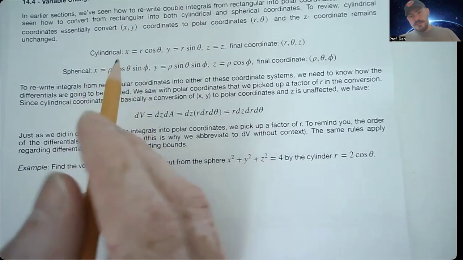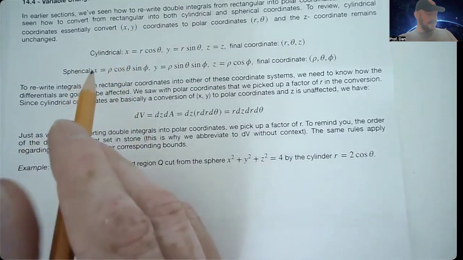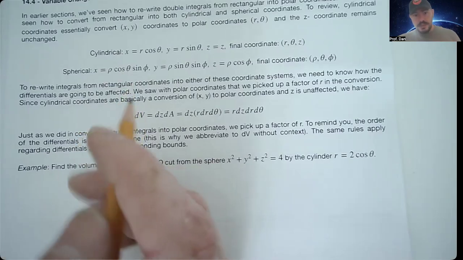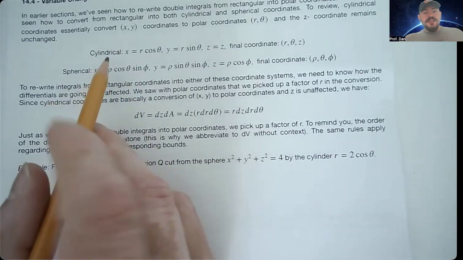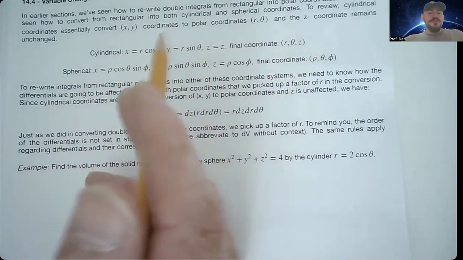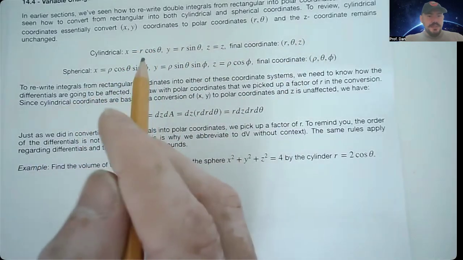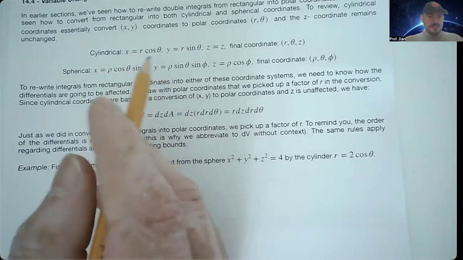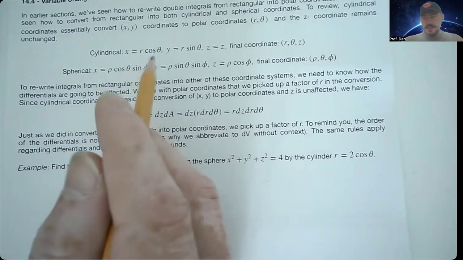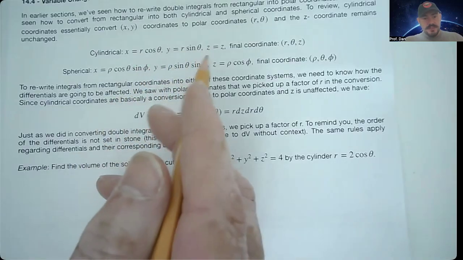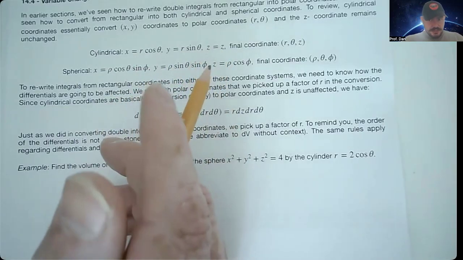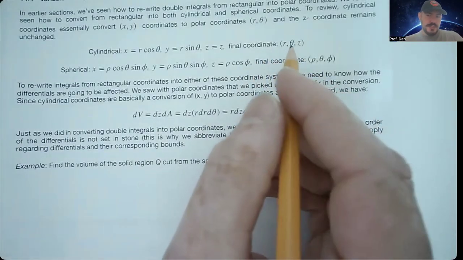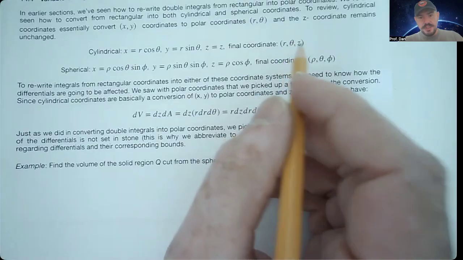If you want a refresher on cylindrical and spherical coordinates, at least the basics, it might be good to go back and view that video. With that said, here I'm reminding you what the conversions look like. For cylindrical, remember the x and y are essentially just transformed the same way they are with polar. The z coordinate is completely unchanged. When we write a coordinate out in cylindrical coordinates, we give a point as r, theta, z.